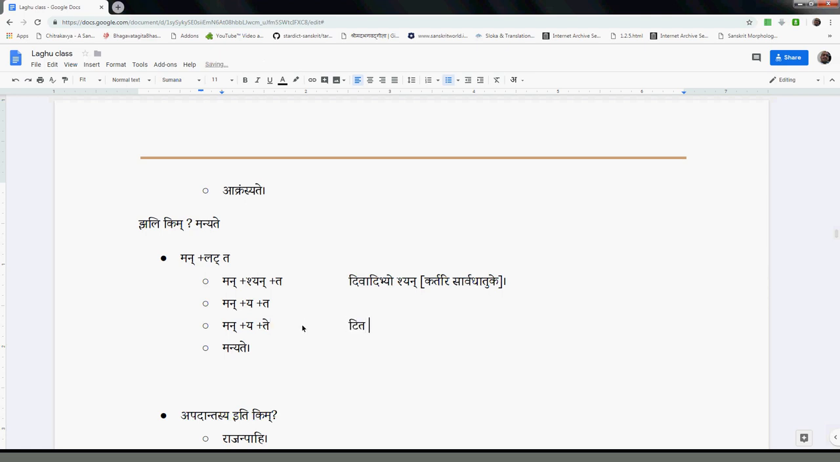So, tita atmane padanam tere. Tere is tehe e bhavati. Tehe, t will take a adesha. So, therefore, t akara is t which will take a adesha and you become te.